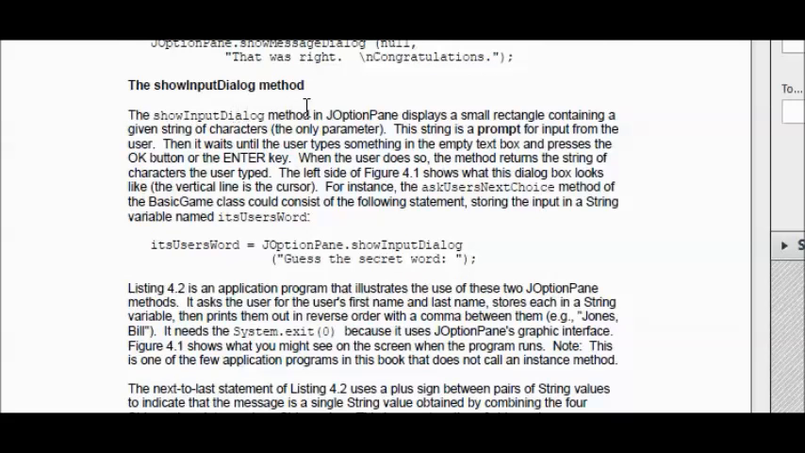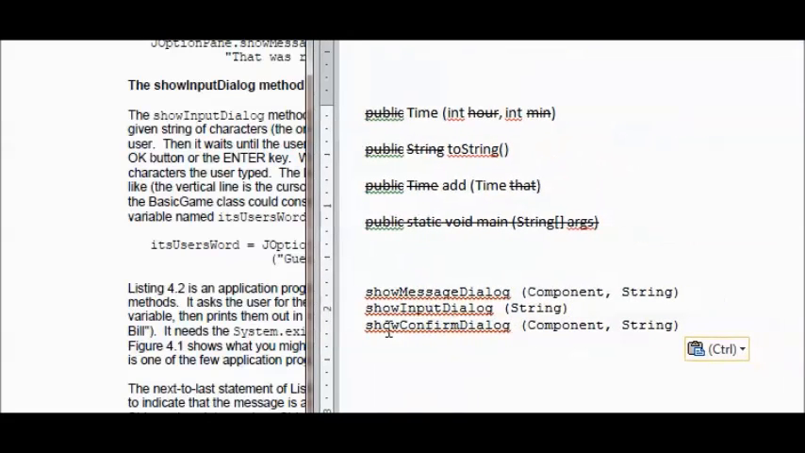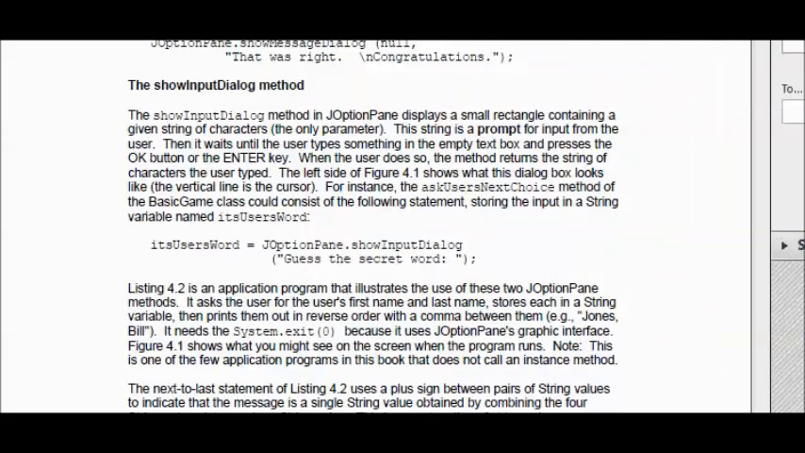So here is the show input dialog method. So the show input dialog method is right here. Forget the J option pane. So what's the show input dialog? You have that, and you have in parentheses a string. Okay? So there you go. It would be show input dialog string. That's what type it is, right?